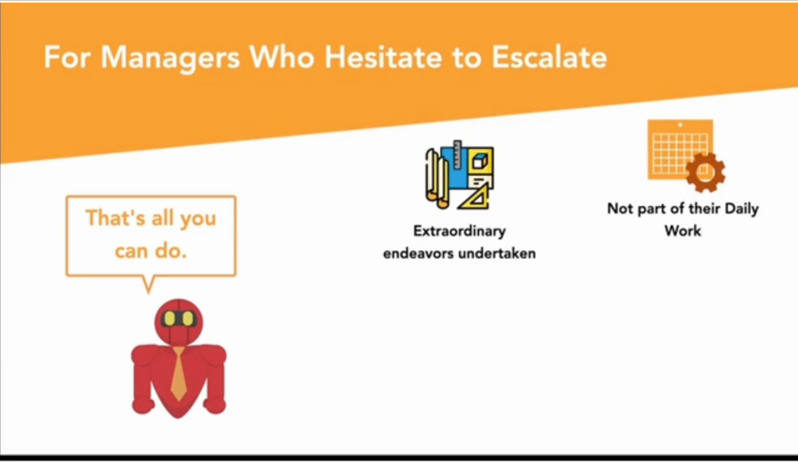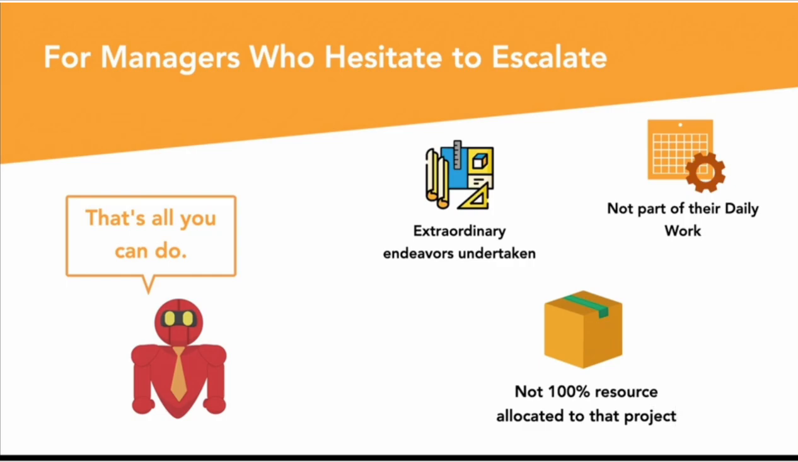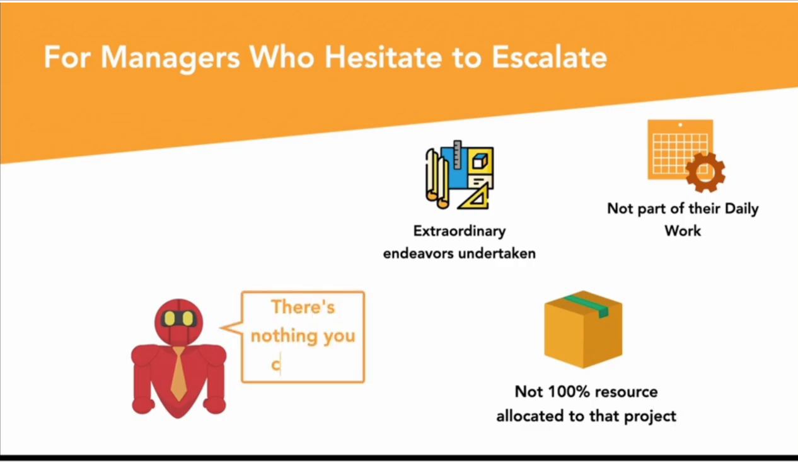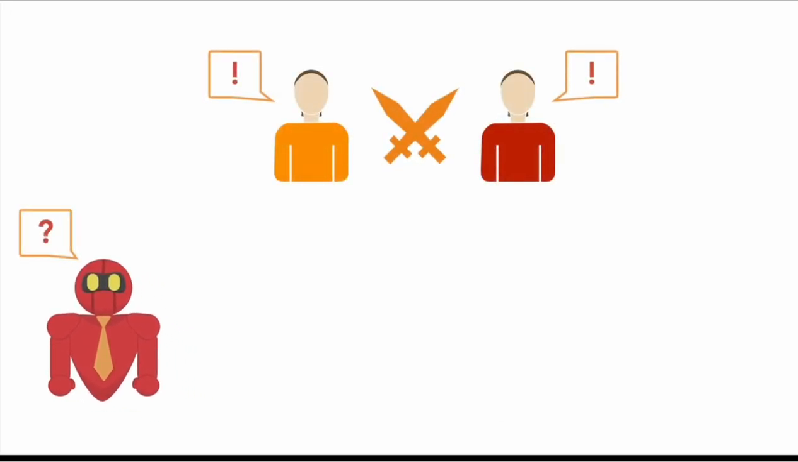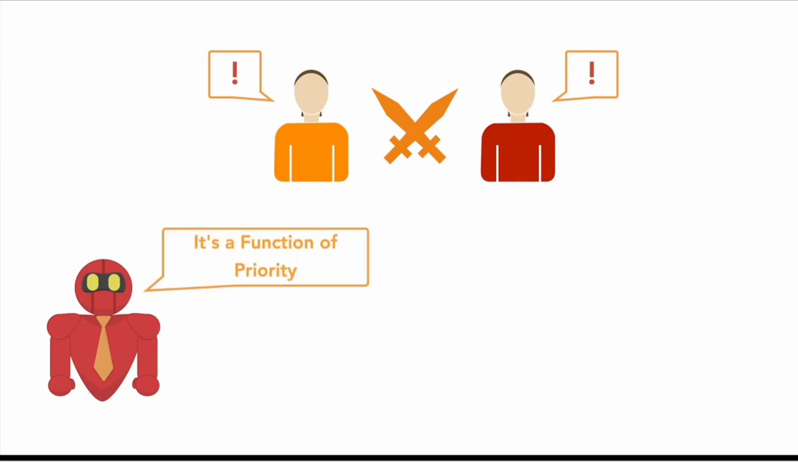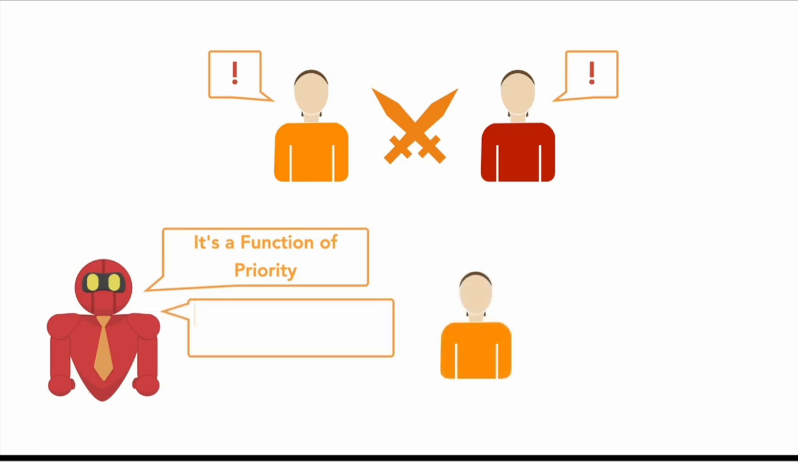So if this is on top of that daily work, and these resources that are assigned to your project are not 100% resource allocated to that project, and they're doing other things, there is nothing you can do. I don't understand why you have to be combative or even tough on each other, when really it's a function of priority that may rest well above your pay grade. And so what you mainly need to do, and remember, as a project manager, there's only one thing you can do, and that is to escalate.